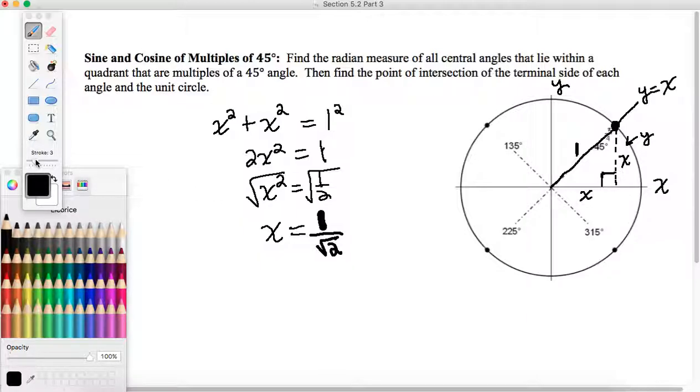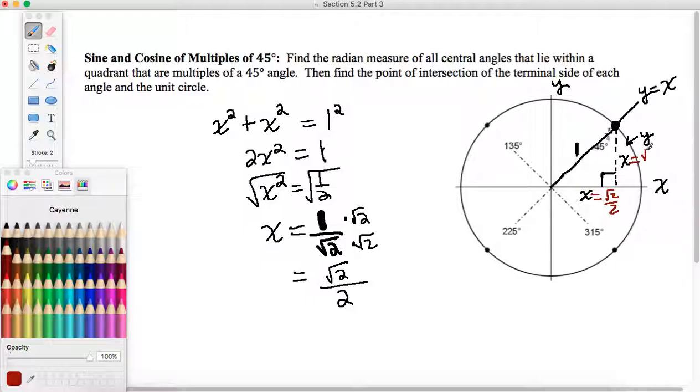I want to rationalize my denominator, so I'm going to multiply the top and the bottom by the square root of 2. I get square root of 2 over, well, the square root of 2 times the square root of 2 is square root of 4, which is 2. So this x coordinate equals square root of 2 over 2. And the y coordinate of that point is also square root of 2 over 2. So the ordered pair is square root of 2 over 2, square root of 2 over 2.